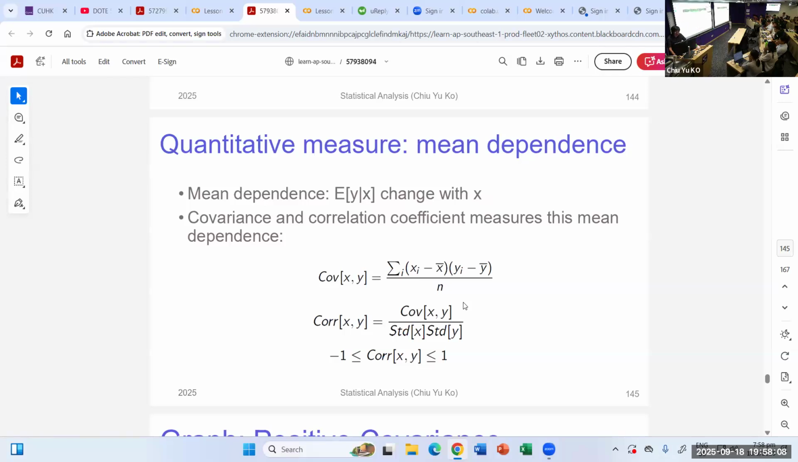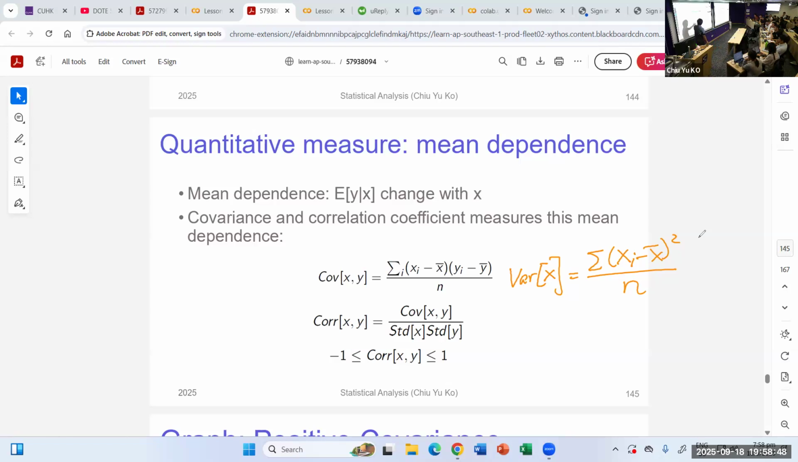To remind you, if you learned variance, it is like this, right? Variance of x is summation of xi minus x bar squared. Variance looks at each observation, looks at the distance from the mean, you square it, add all up, and divide by n, right? It's the average squared distance from the mean, the definition.